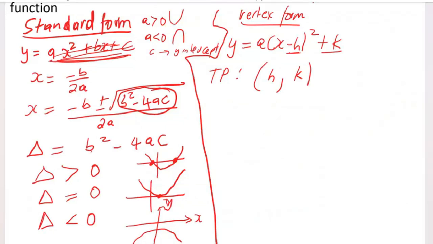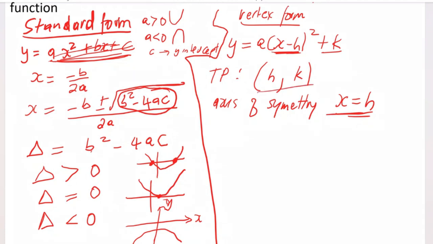It also gives us information about the axis of symmetry. Okay, so the axis of symmetry is when your x is equal to h. So if you take this factor, x minus h, and equate it to 0, you will get your axis of symmetry. So that's about it. When you are given your quadratic equation in the vertex form, you only get two pieces of information. One is the turning point, one is your axis of symmetry.